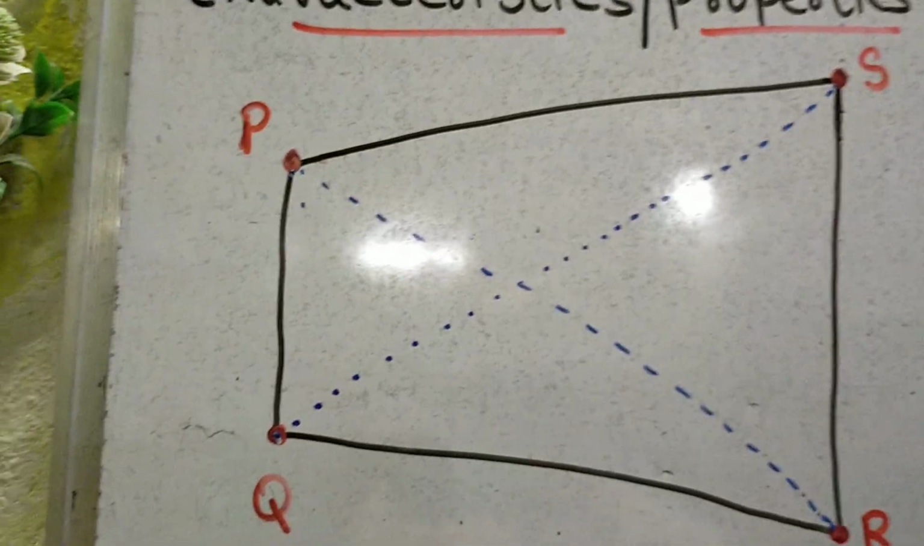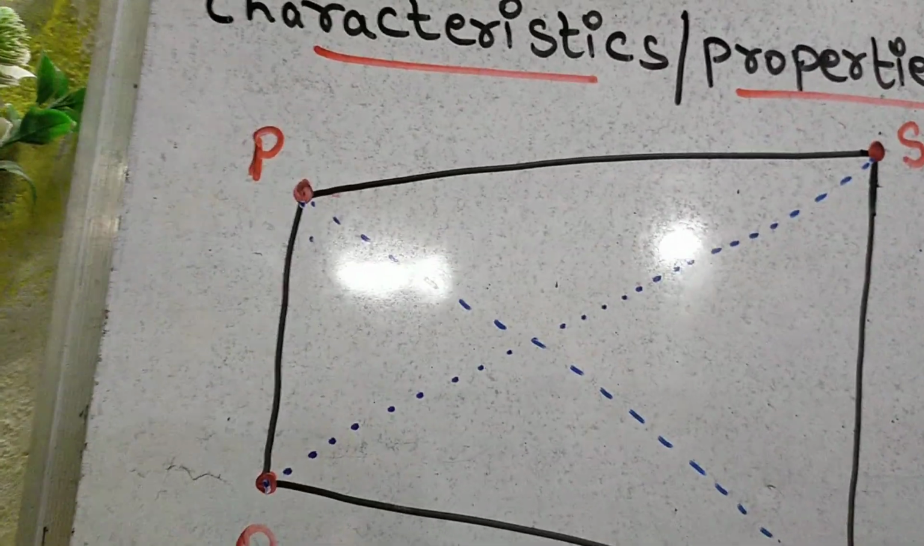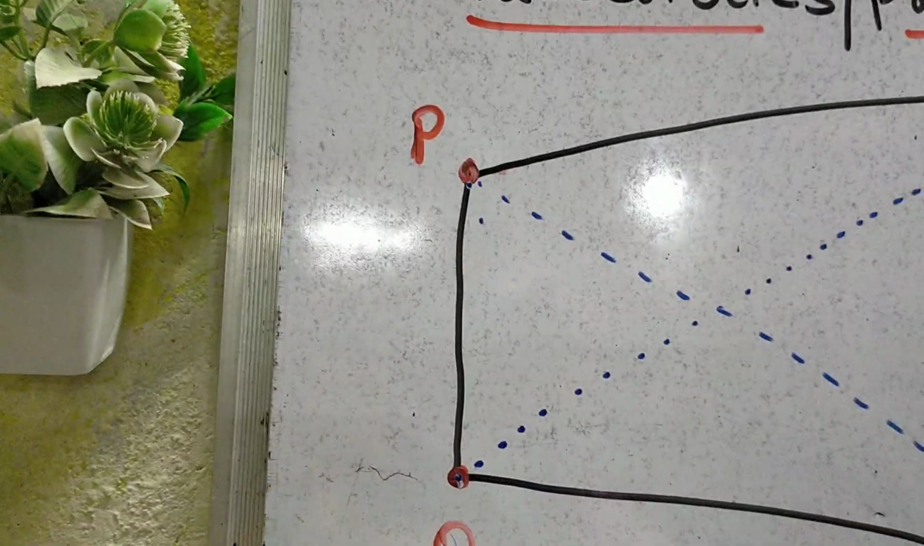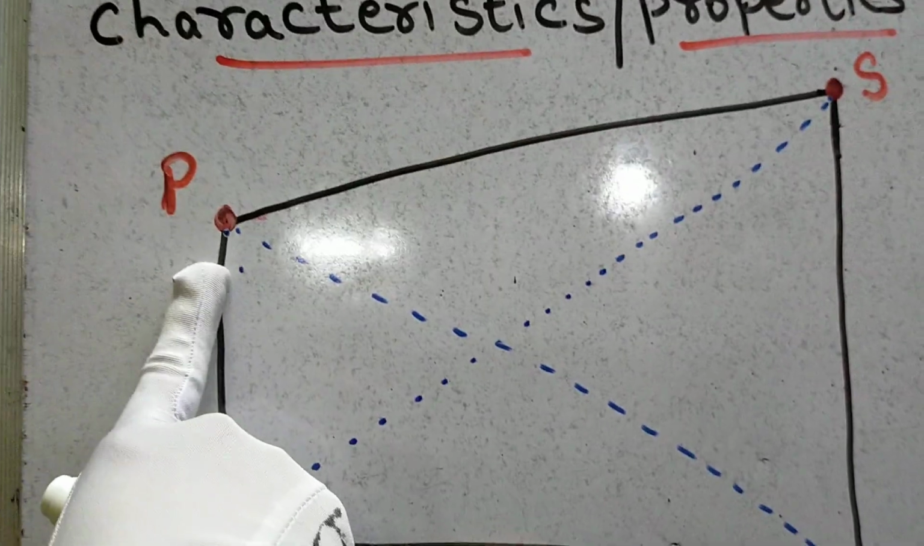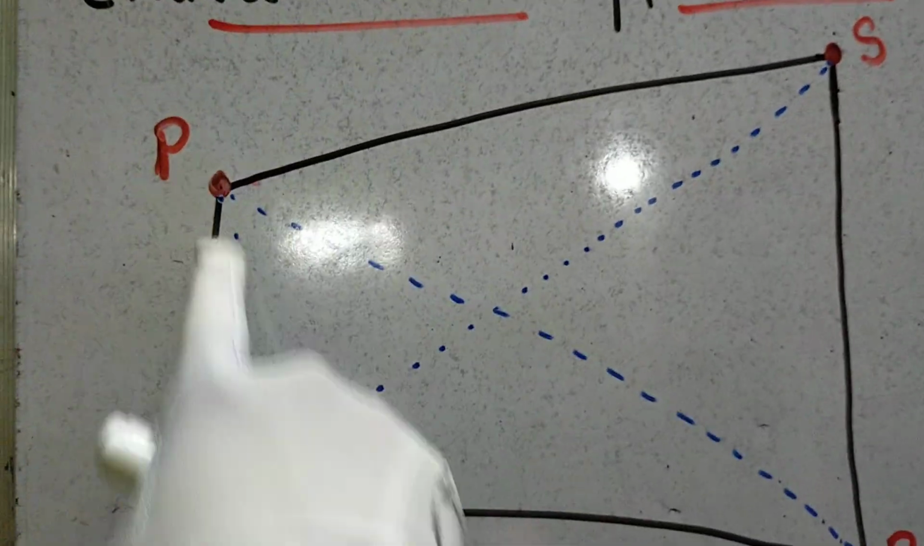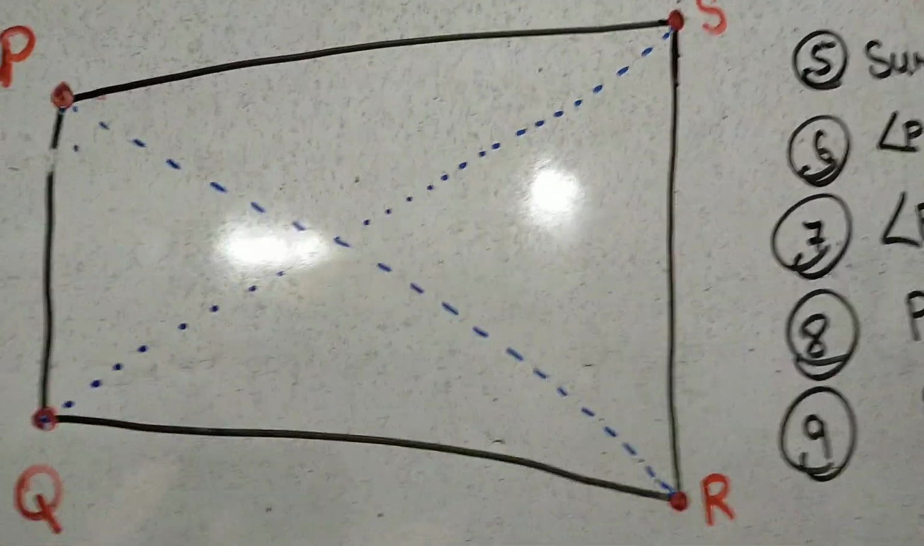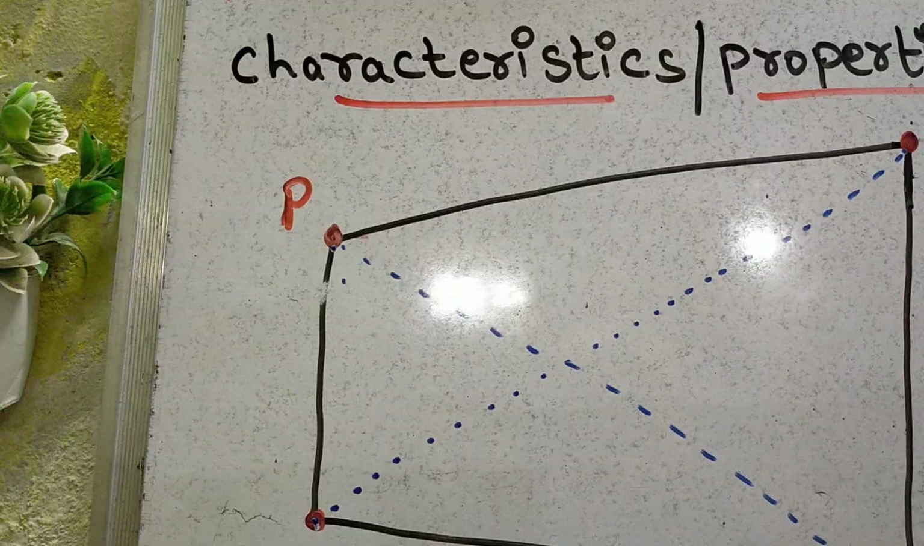Then in a quadrilateral you have 2 adjacent angles. P and Q. These are adjacent angles. What do you mean by adjacent? Which have a common endpoint. Adjacent means side to side. See, angle P and angle Q, they have a common endpoint.